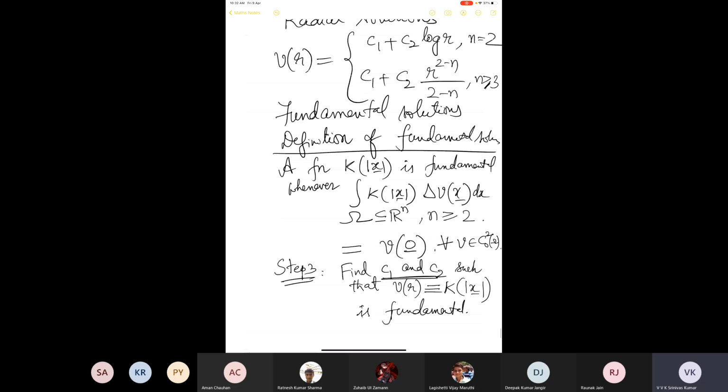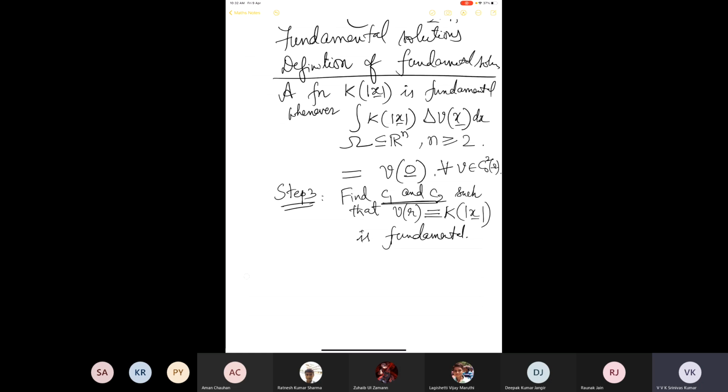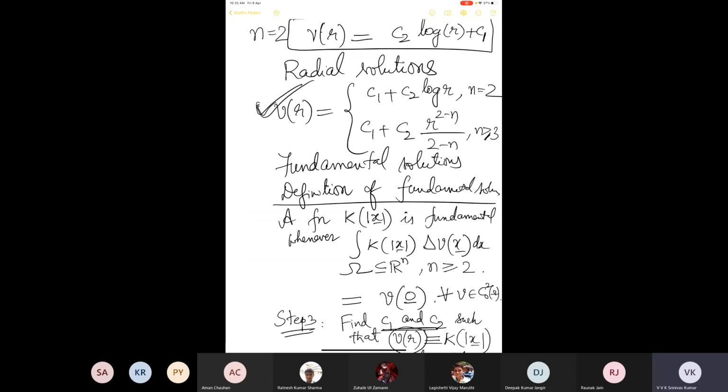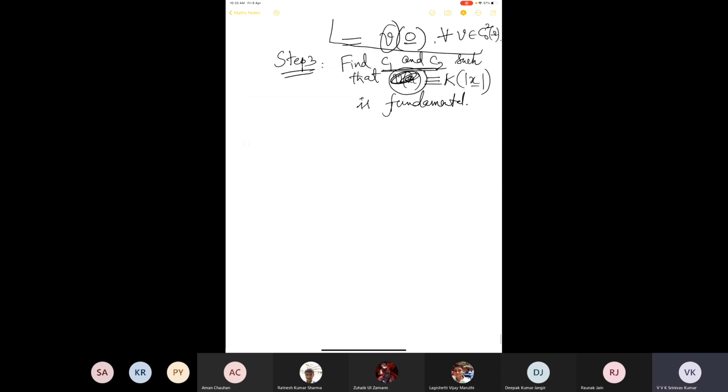That is what we are going to prove: that our V functions, whatever we have obtained here, will satisfy this equation when we find constants C1, C2. Sorry, this V and this V should not be confused. So let us call the function K of R. Forget about V now. This V is not the same as this V. Again, I am writing now.